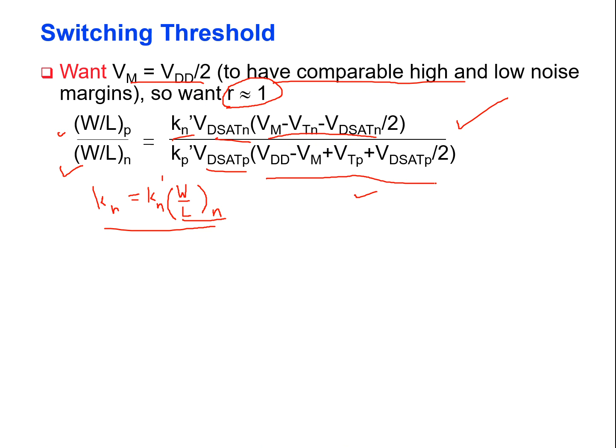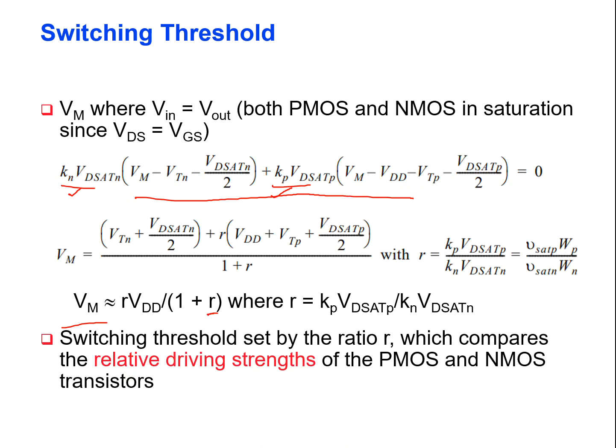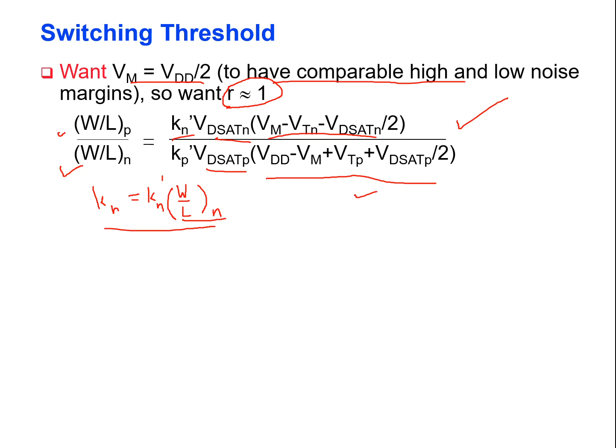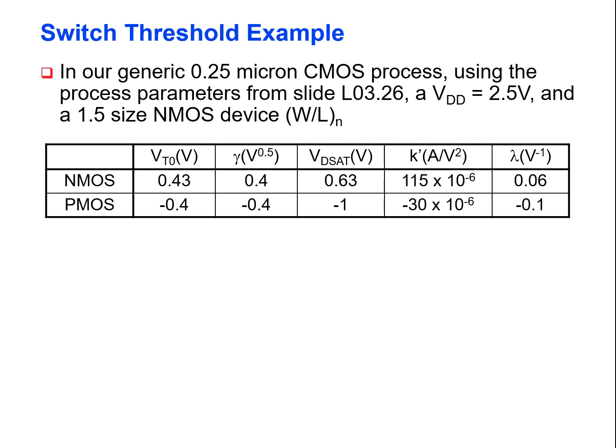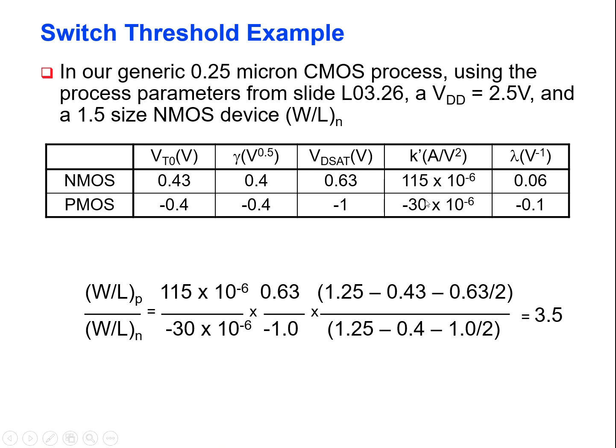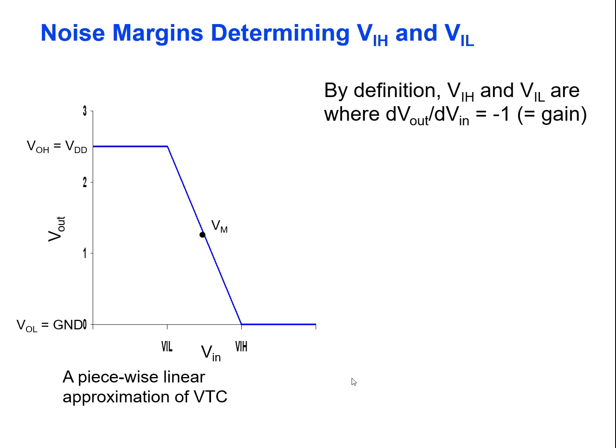A switching threshold is basically the voltage at which your transistor shifts from maximum to minimum or minimum to maximum. This is mainly characterized with the help of your PMOS and NMOS. So with this I'll stop the switching threshold. Next we'll move on to the noise margin.